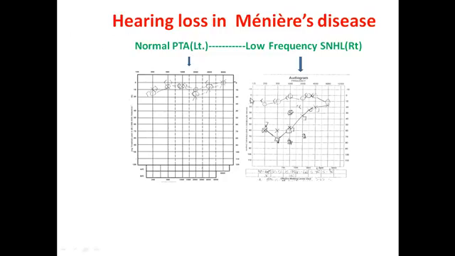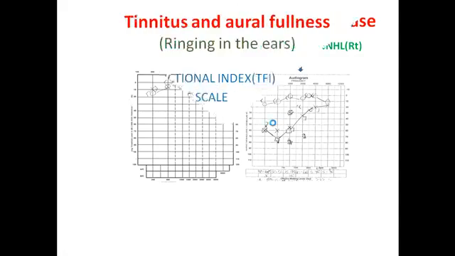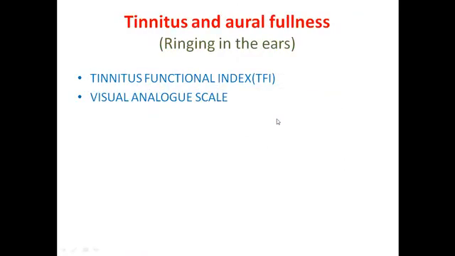Here we show an audiometric evaluation. On the right side, you see a curve that is going down at its right point. It's called a low frequency curve down. In Meniere's disease, you will get these findings. And finally, tinnitus and aural fullness are the other symptoms, which can also be assessed with other tools like the visual analog scale and the tinnitus functional index. These are all newer things which have been added in the recent textbooks.